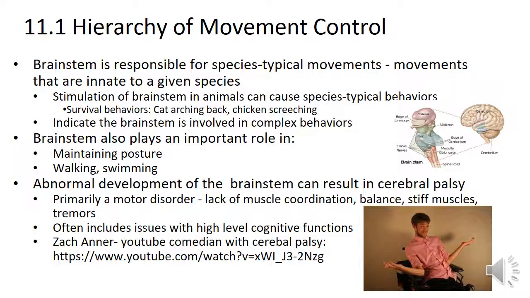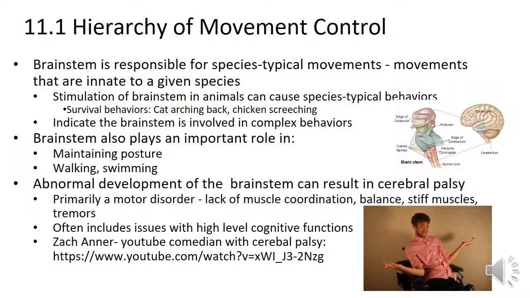The brainstem is also involved in motor activity, so the brainstem is responsible for really basic, innate movement that has been part of a species' motor vocabulary for a long time throughout evolution. So the stimulation of a brainstem, for example, in a cat can cause this back arching that they do when they're angry or scared. Chickens have this specific way that they screech in response to a threat. So survival behaviors are often innate to a species and mediated by the brainstem.